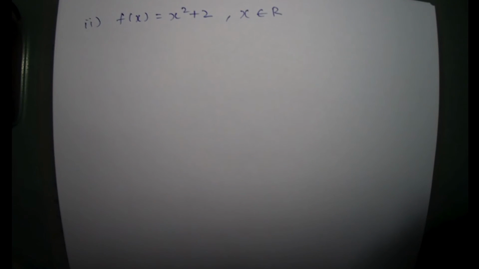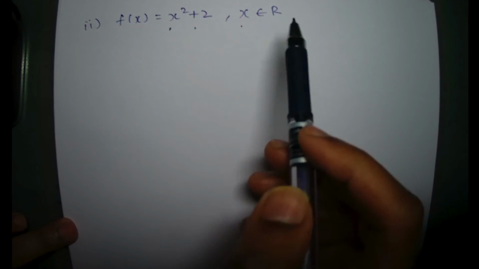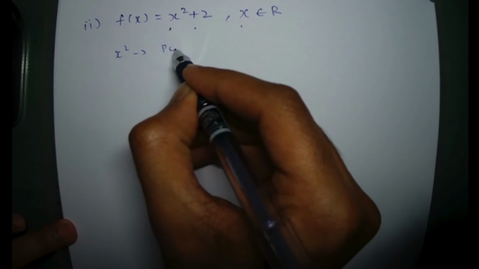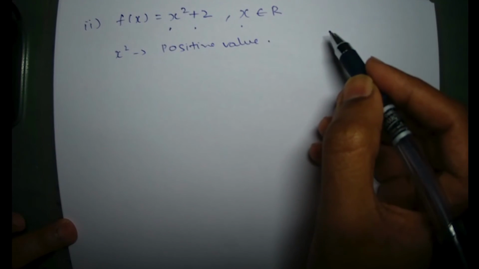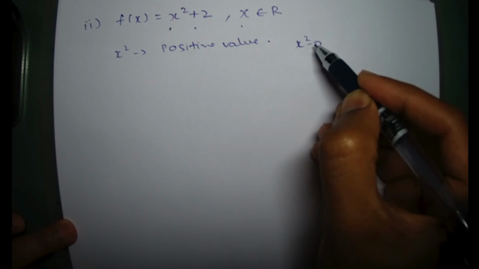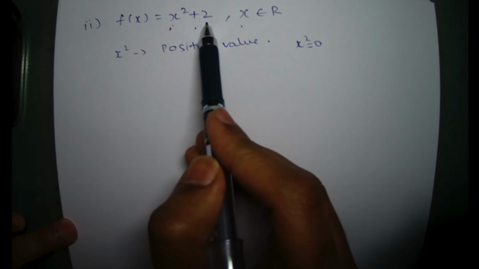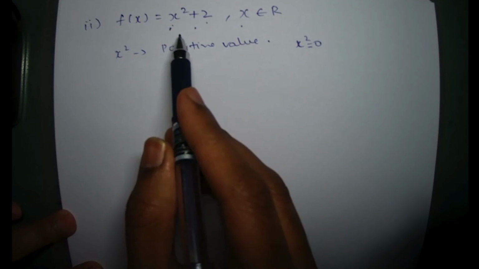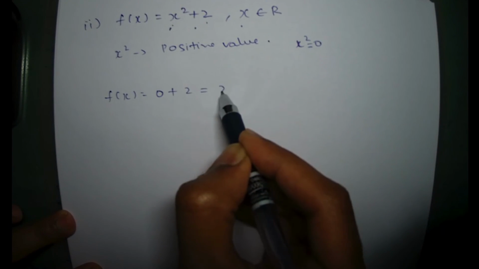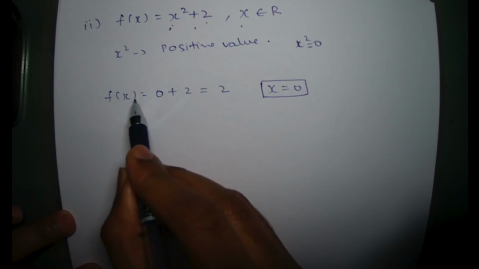Coming to the next function, we have f of x is equal to x square plus 2 and x belongs to all real numbers. Like discussed previously, x square will always give positive values, and the smallest value x square can take is x square is equal to 0. Now we see that x square is being added to 2. So the smallest value f of x can take is f of x is equal to 0 plus 2, which is equal to 2. That is when x is equal to 0, we see that f of x will take 2.